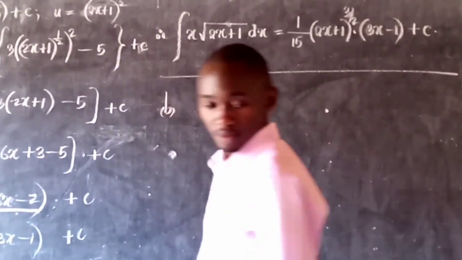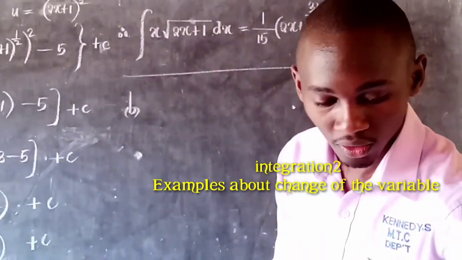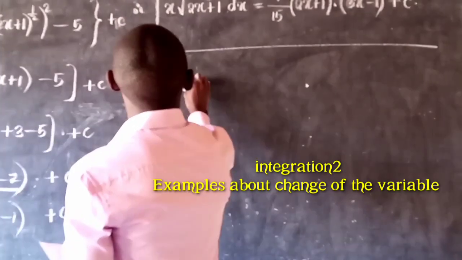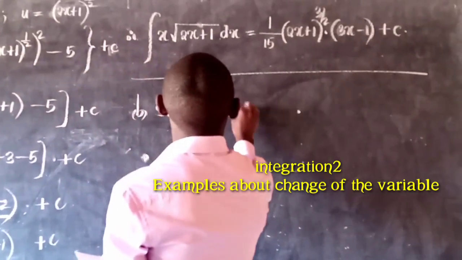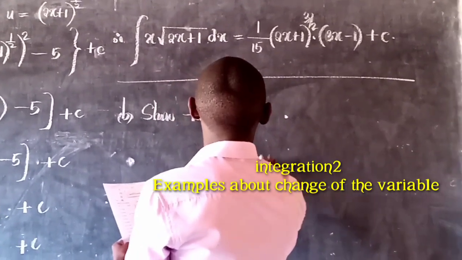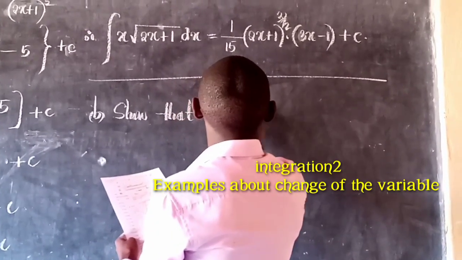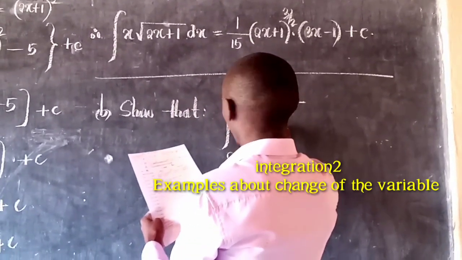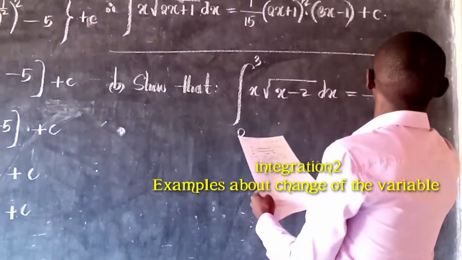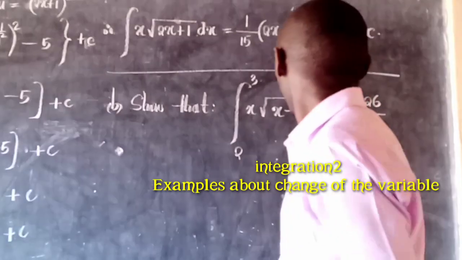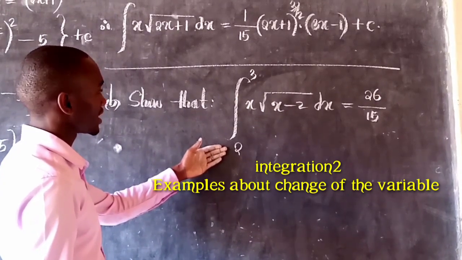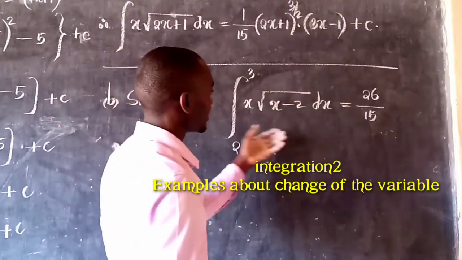B, change of variable. It can be a question on evaluation. For example, show that the integral from 2 to 3 of x times the square root of x minus 2 dx is equal to 26 out of 15. Show that. So with the limits, of course, you know that this is evaluation. So in other words, we are finding the area under this curve.